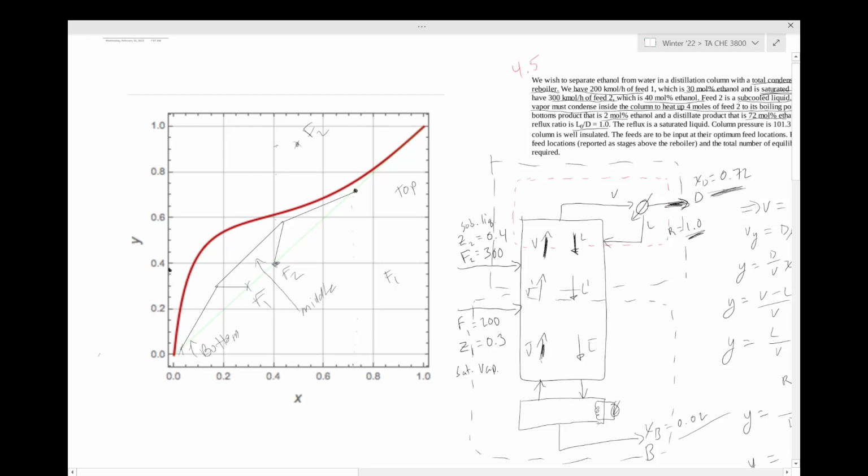It's right there, and our top. Because it was asking for the location of the feeds as well as the number of equilibrium trays. So to do that, we need to do some step counting. And remember, what you do for step counting is you start at either your distillate or you start at your bottom's concentration. For this one, I'm going to start at the bottom.